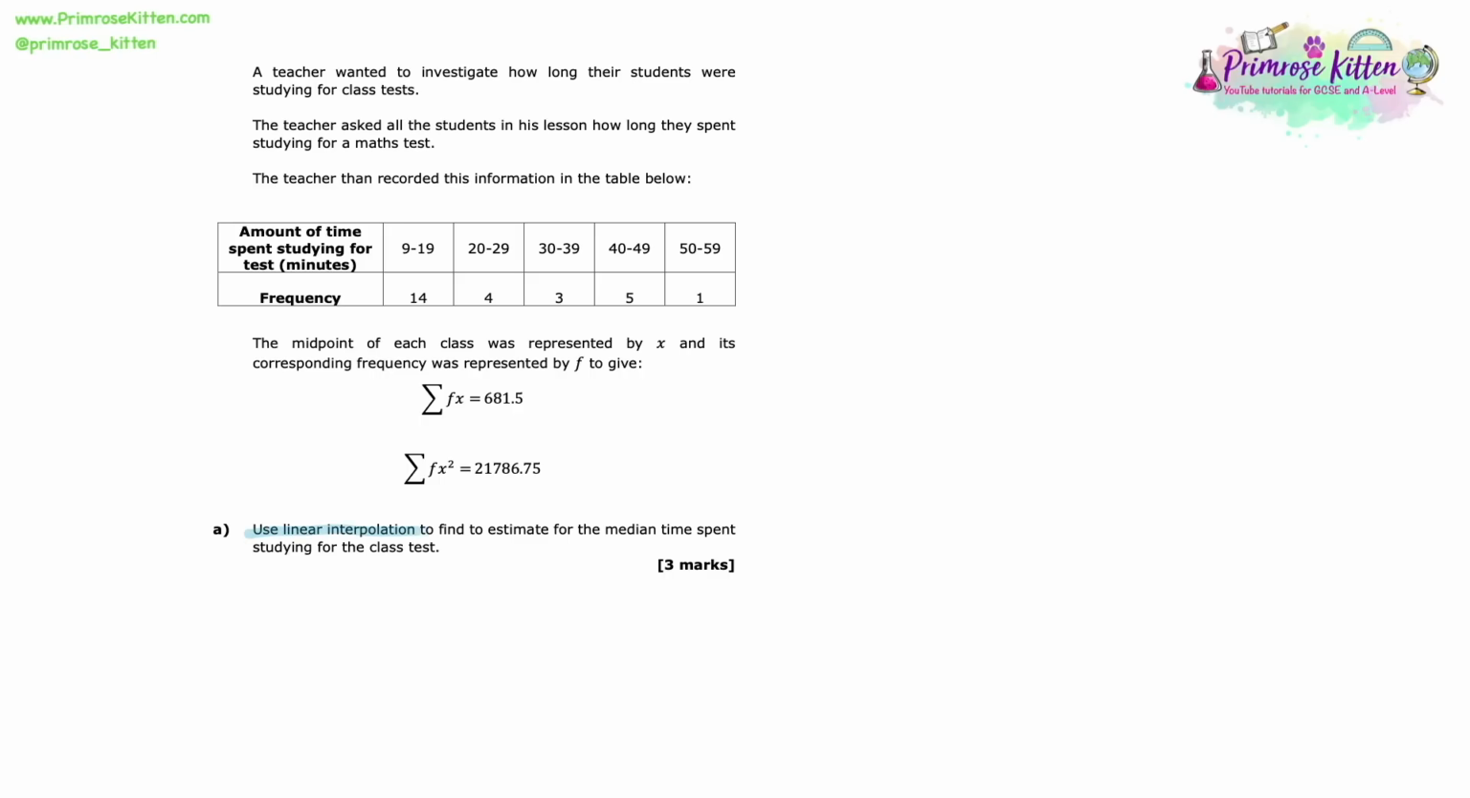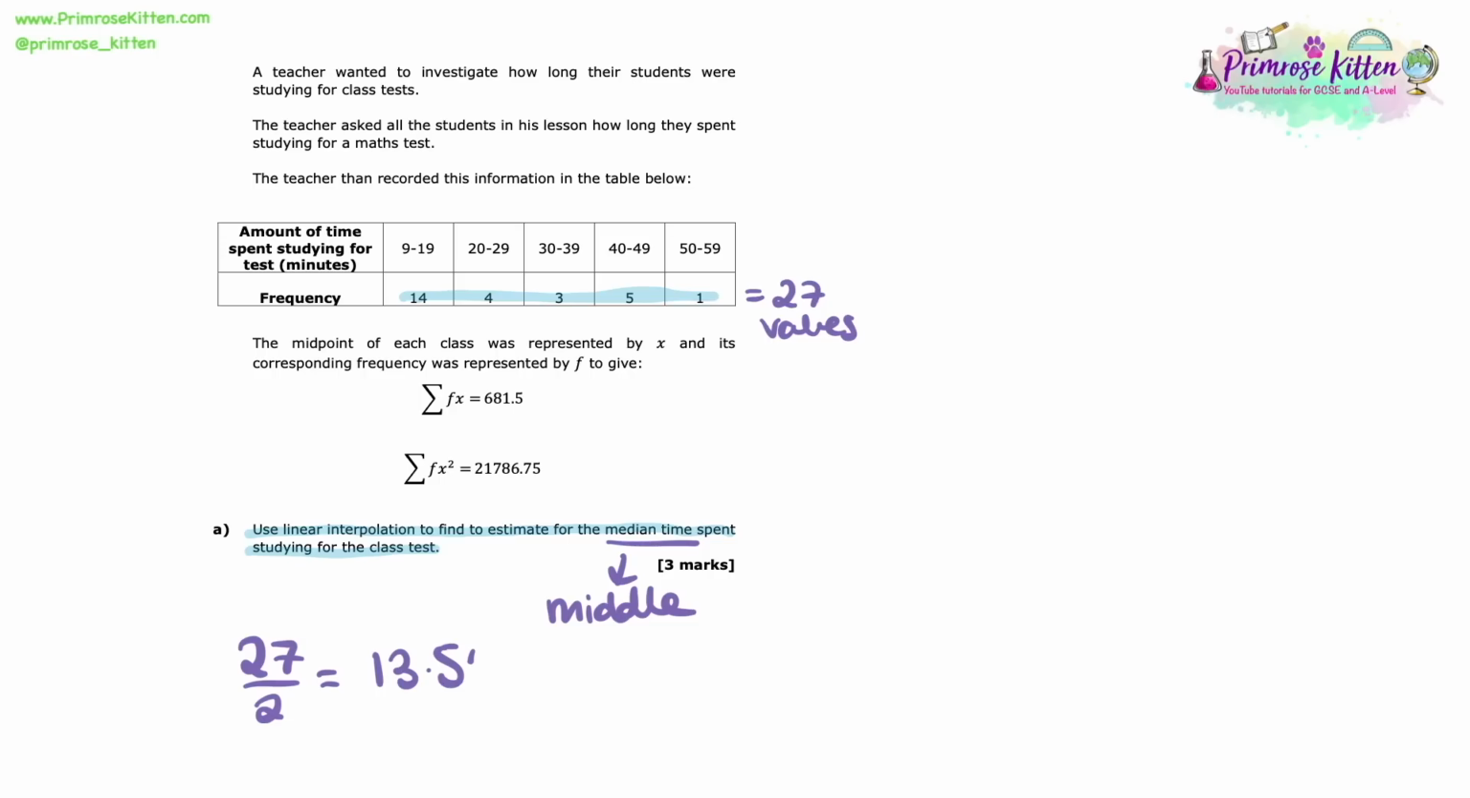So the first thing we need to do here is to see how many different students were asked. If I add up all these frequencies, I can see I had 27 students. Now, the median refers to the middle. So here we need to think, what if we've got 27 different students? If we lined them up in order of size, which student is our middle student? If we do 27 divided by 2, that's going to be the 13.5th value.